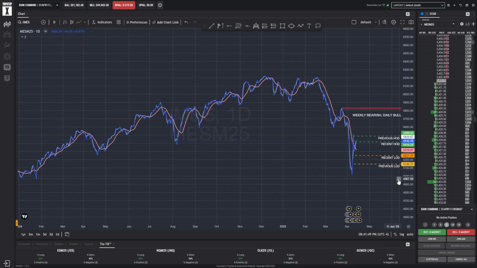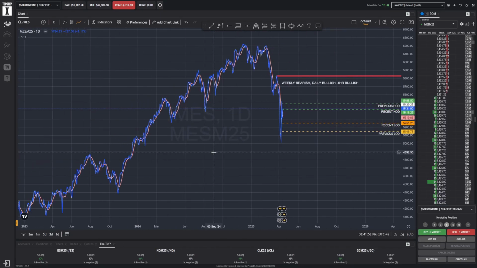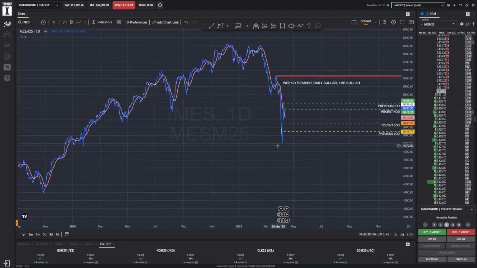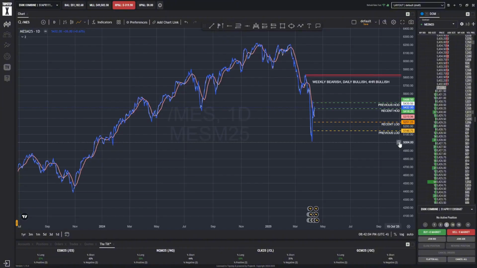Okay, so let's just make this a little smaller. This is a daily time frame, meaning that each candle represents a day. So let's look at this first level. I like this first level right away, instantly. The reason why is because I'll explain in a bit.